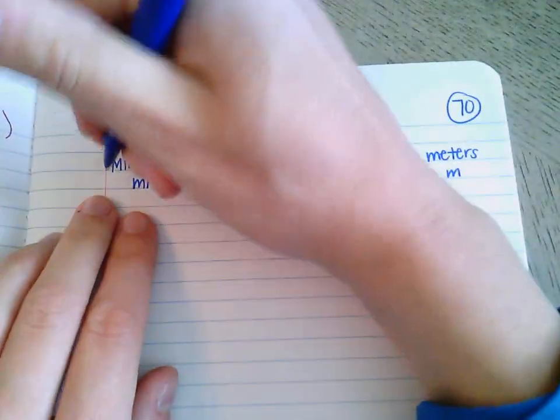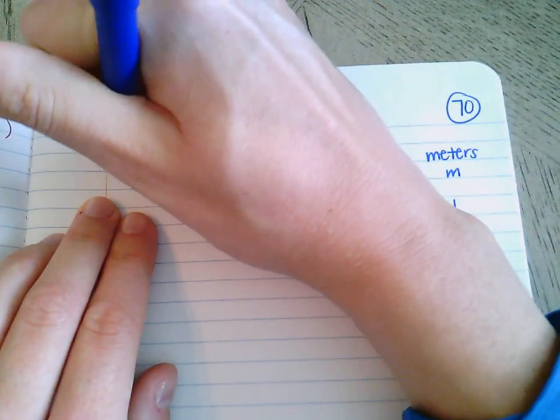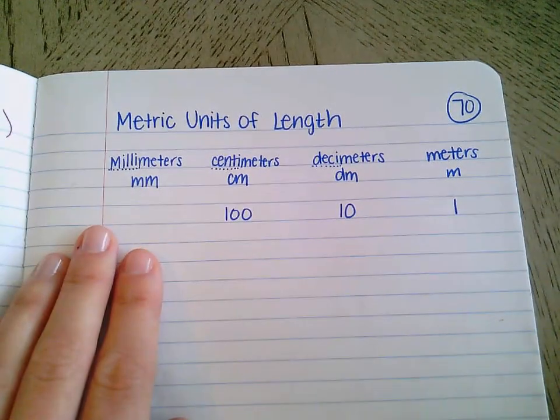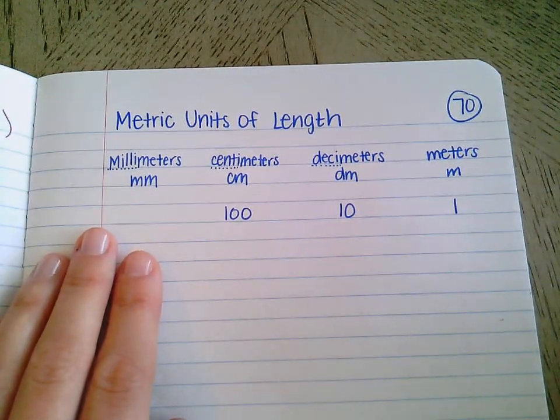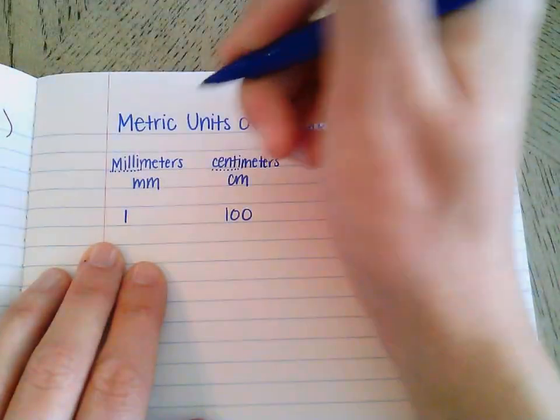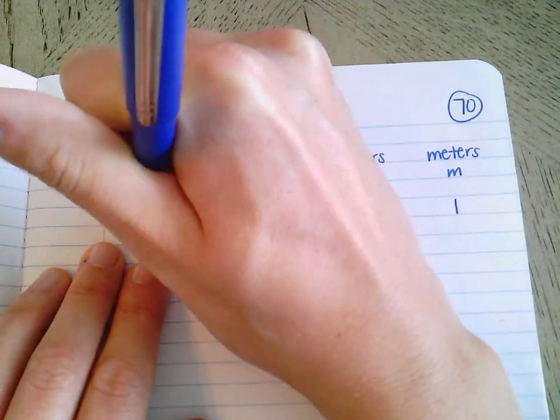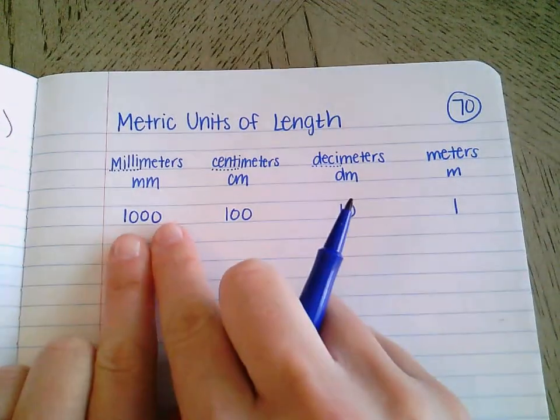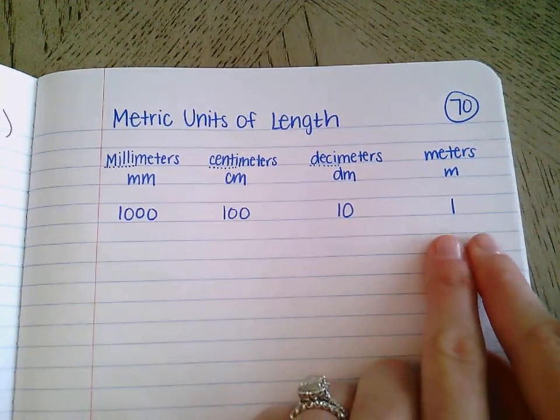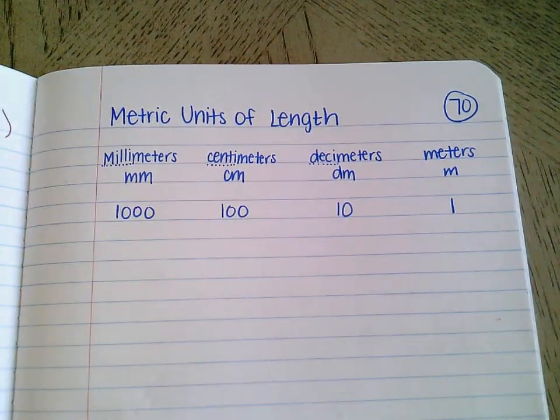And then the last one would be millimeters. And milli is something that we've learned in science, like a millipede, where it says it has around 1,000 legs. There are 1,000 millimeters in 1 meter.